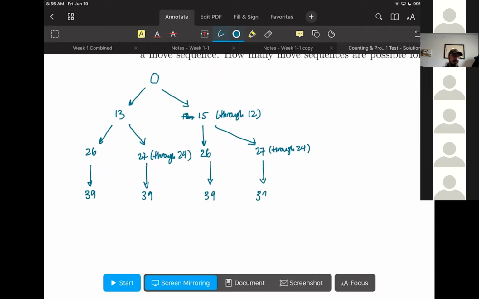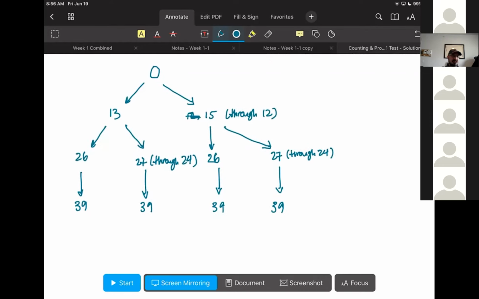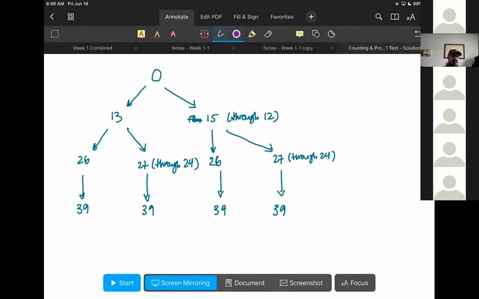This just helped me organize my casework, to see what cases I want to count, and make sure I'm only counting everything once. So now we can start counting how many different ways there are to get through each branch of this tree, and then sum everything up together once we're done. Now that we've broken it into different cases, I'll use a different color. How many ways are there to get from, let's do the right side, which is a little easier, 0 to 15 without going through 13? Does anyone know the answer to that?